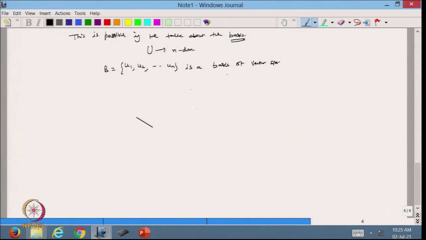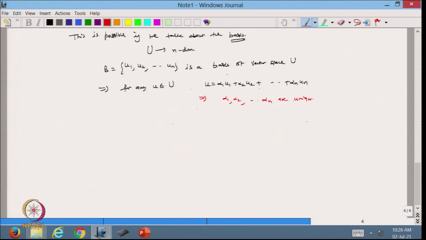Now, from here we know that for any U belonging to U, I can write U as some linear combination, alpha 1 maybe U1 plus alpha 2 U2 up to alpha n Un. And since this is a basis, it is linearly independent. So from here we know that alpha 1, alpha 2, alpha n are unique.